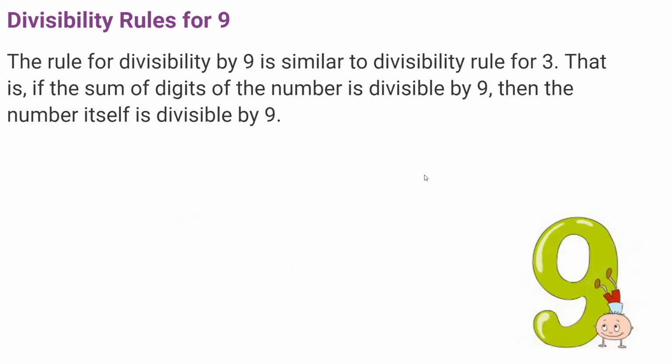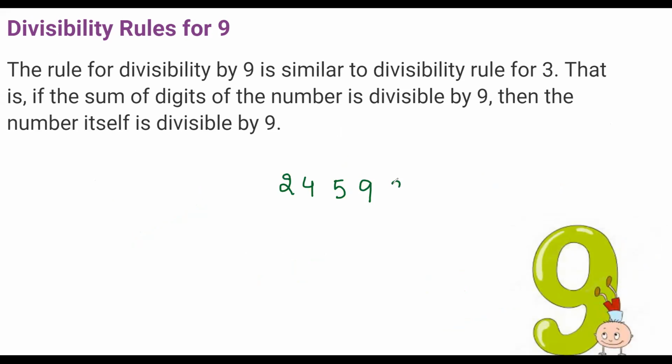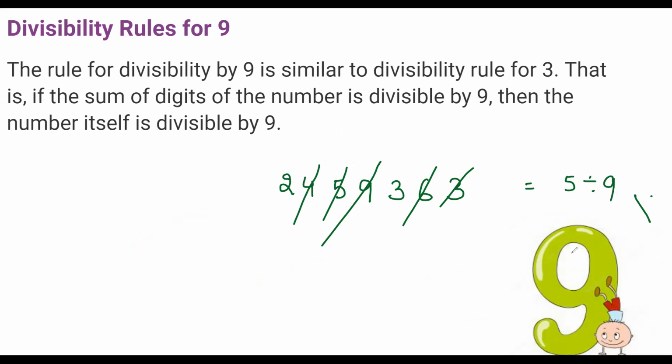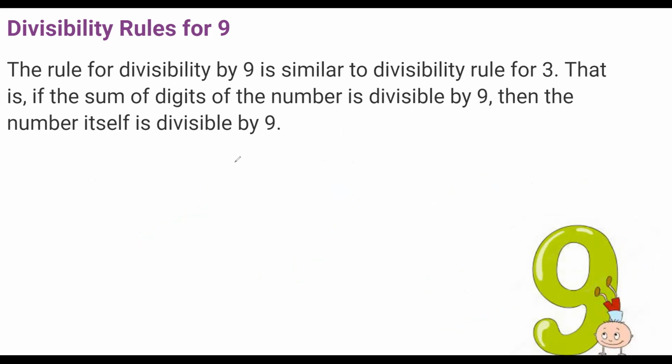Divisibility rule of 9 is same as divisibility rule of 3. Only thing you are going to cancel here 9 pairs. So 9 finish, 6 and 3 finish. Now 4 and 5 finish because they add up to 9. What is left with? 3 plus 2, 5. Is 5 divisible by 9? No. So the number is not divisible. Let's try any other number.